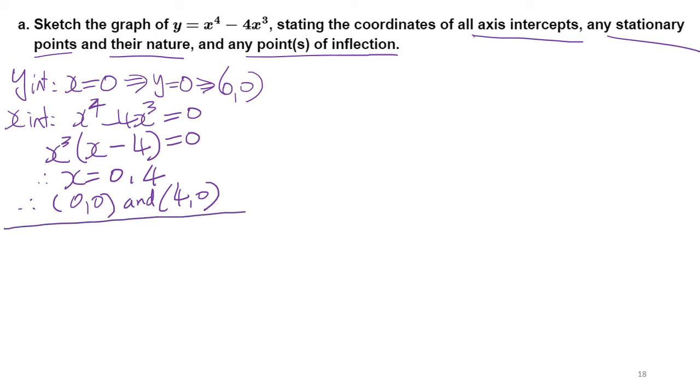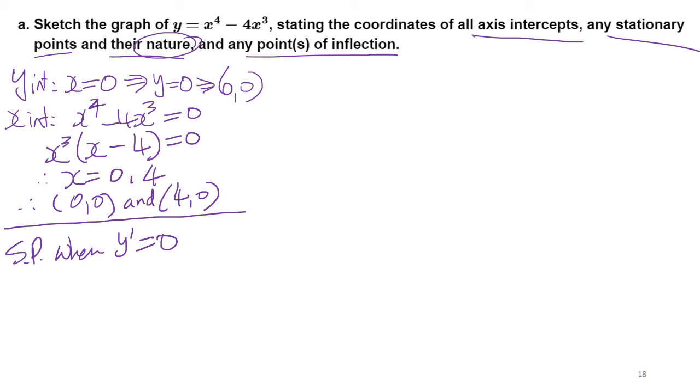All right, so now we're going into the stationary points. Where do we find the stationary points? Stationary points occur when the first derivative equals 0, right? Stationary points are the points that have got 0 gradient, when y dash equals 0. And the question is also asking for the nature of the stationary points, which means we need to know whether it's a maximum, minimum, or a point of inflection. So we need the second derivative to help us out as well.